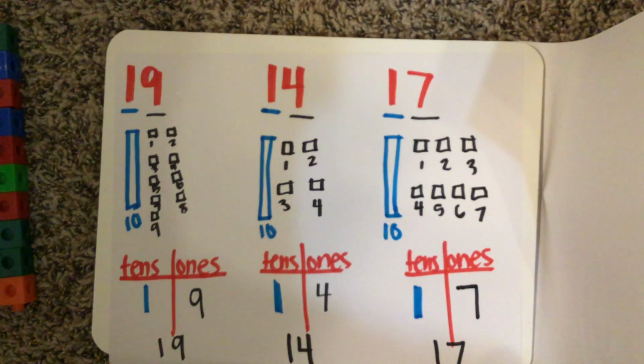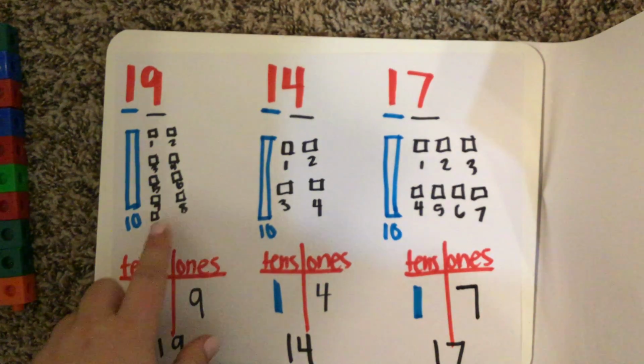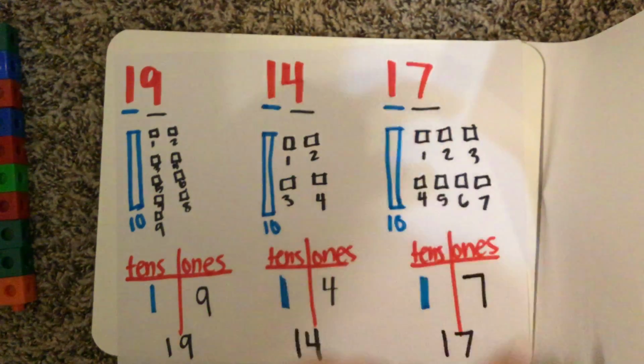I hope this helps, understanding that teen numbers are made up of 1 10 and then the amount of ones based of each number. So if you go back to our PowerPoint, this should help you understand what we are working on there.